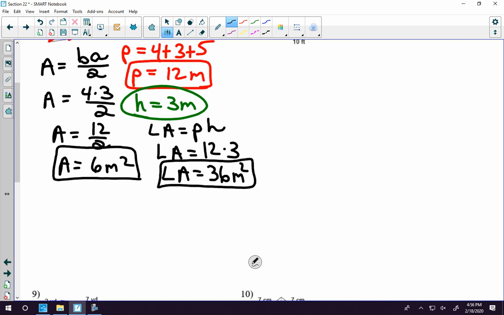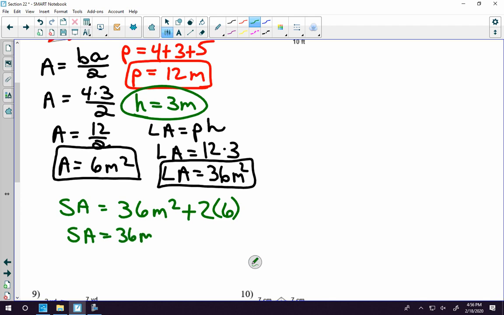Now the total area, or the surface area, is going to be found by taking our lateral area value, 36 square meters, plus the area of the two bases. Well, we already found the area of one of the bases. It was 6 square meters, but there's two bases that are triangles. So our surface area is going to be 36 square meters plus 12 square meters. So the total surface area is going to be 48 square meters.